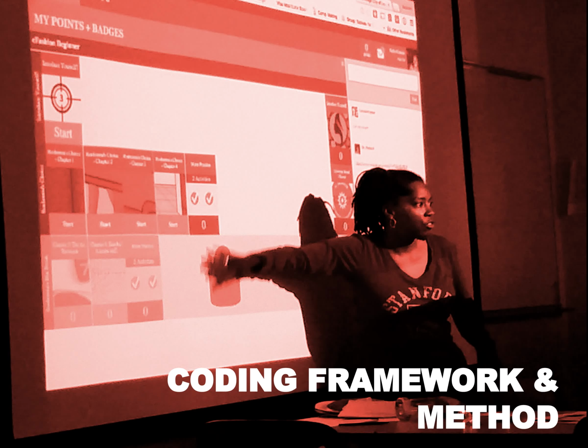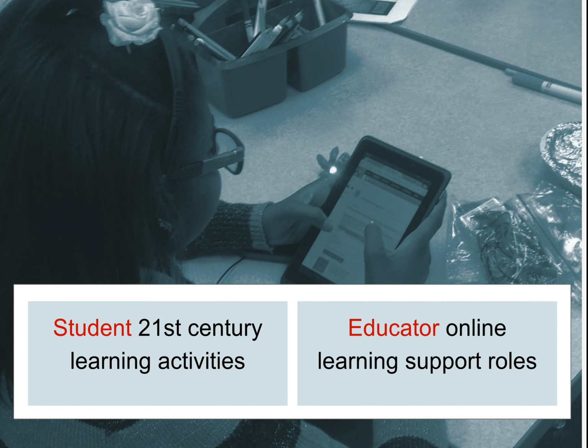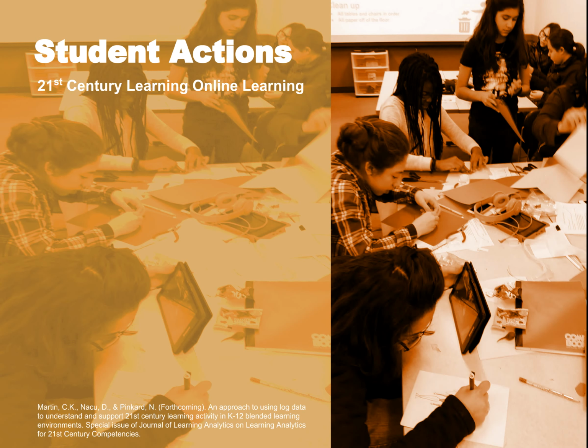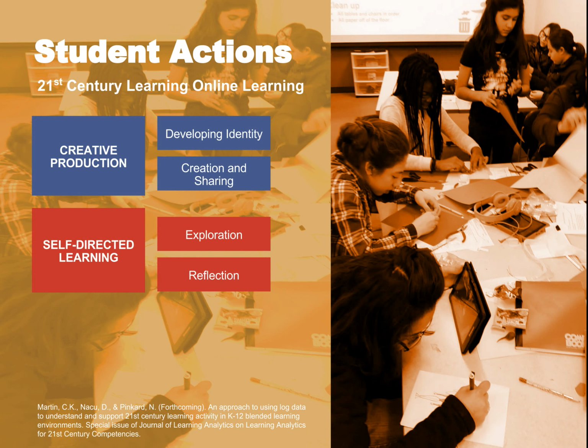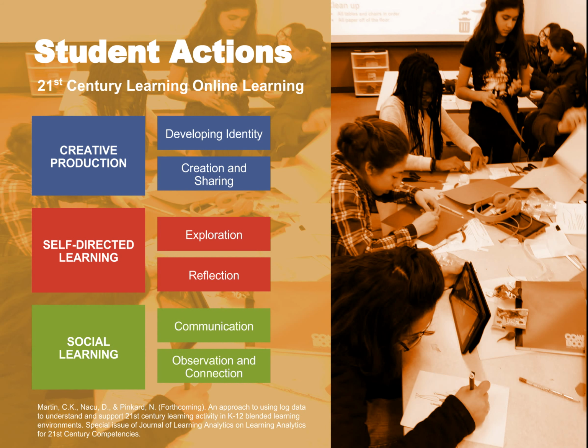Now we turn to our coding framework for understanding the activities of students and educators online. Building on prior work, we present a framework that highlights student actions and educator interactions with students. First, let's look at student actions. Here we describe 3 strands of learning activities that are afforded in online social learning networks: creative production, self-directed learning, and social learning.